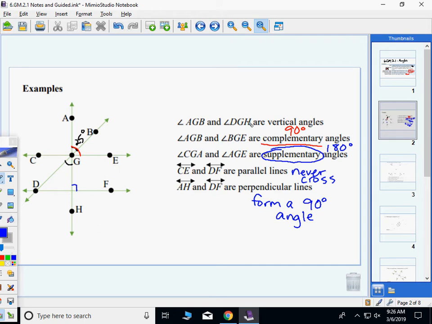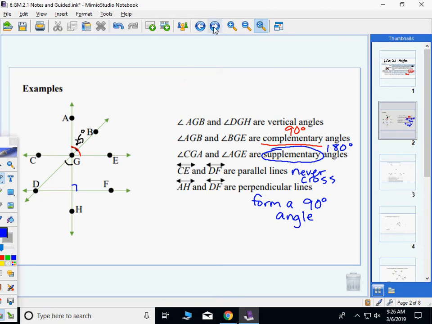Okay, so using all these math words in these ways, you're going to have to know that vertical angles are equal, they're congruent. Complementary angles make 90 degrees together. Supplementary angles together make 180 degrees, or straight lines. Parallel lines never cross, and perpendicular lines form a 90-degree angle. Okay? Anybody have questions so far?